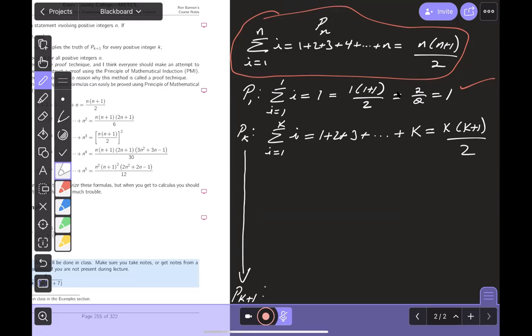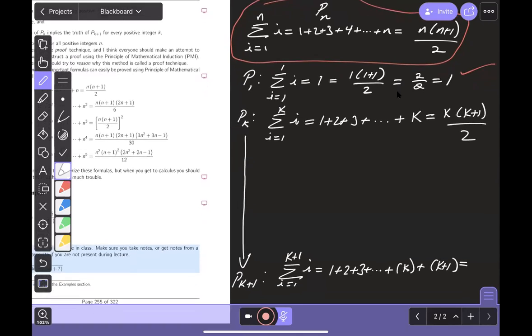Well, this question is, what's P(k+1) look like? Let me write that down for you. That would look like the sum from i equals 1 to k+1 of i, and that would be 1 plus 2 plus 3 plus yada, yada, yada. Now, where does it stop? It stops at k+1. So I get to k eventually, and then I would get to k+1.